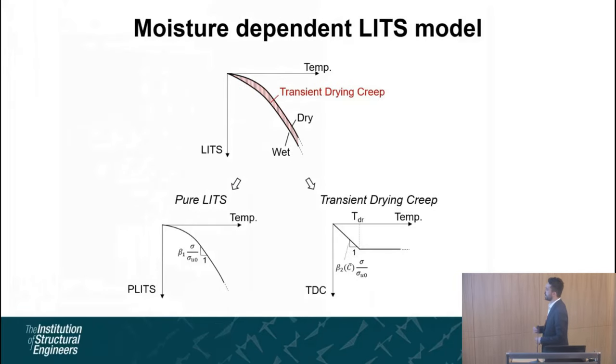And with this in mind, I formulated a new moisture-dependent LITS model, where LITS is seen as the sum of two main contributions. A moisture-independent component, which I called pure LITS, so this is essentially the confinement-dependent model that we've seen before, and an additional strain component, which is moisture-dependent, which I called transient drying creep, which captures the effects of the drying on the load-induced thermal strain.